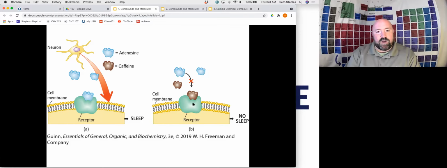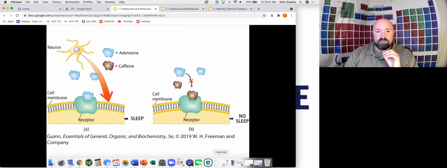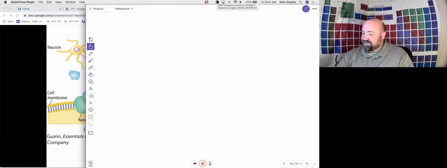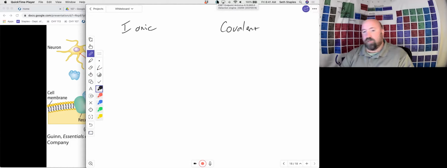So we're going to talk about two basic ways that compounds come together. The two basic types of chemical bonding that we're going to talk about are ionic bonding and covalent bonding. At their source, ionic and covalent bonding are both all about an atom trying to have a full outer shell, trying to have a full 8 electrons in its outer valence shell. And that can happen in two different ways.